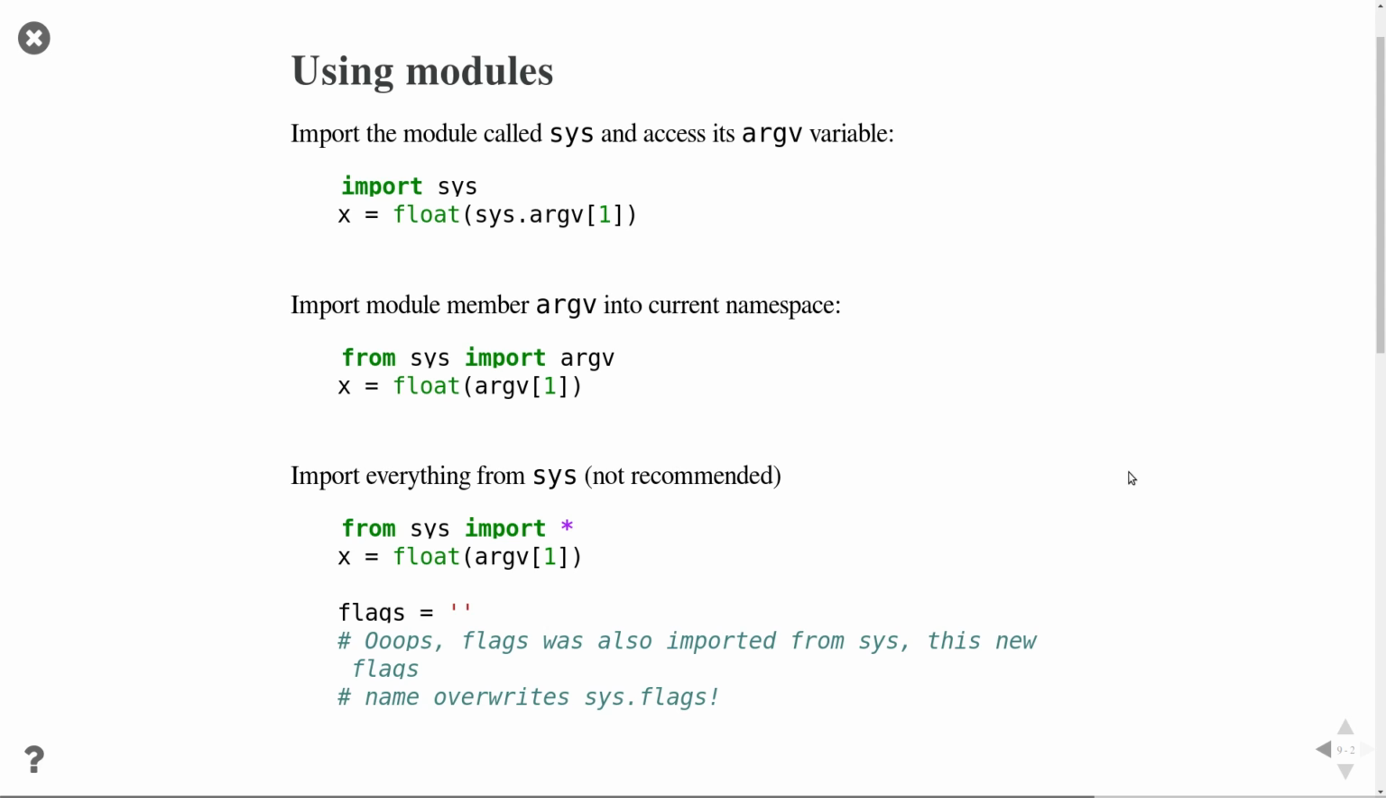So for example, sys also contains a flex variable. And later on in your program, you might not be aware of it, but if you create a new variable, flex equals empty string, you're actually also overwriting the flex variable in the sys module. So you have to be very careful if you're using this from module import star syntax. It's often much better to be explicit about the variables that you're importing.